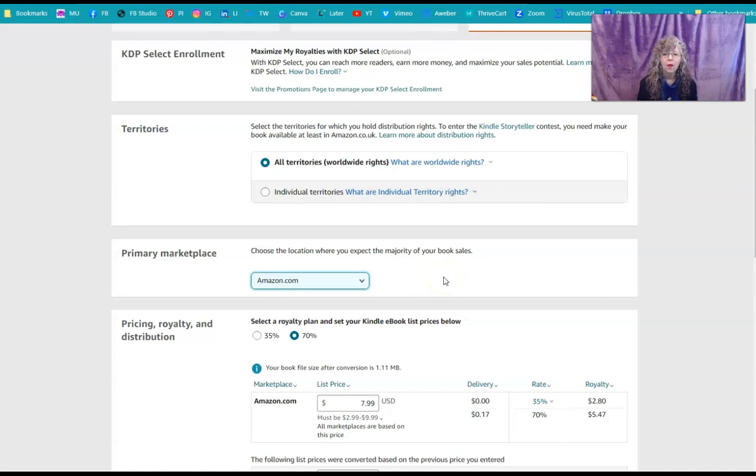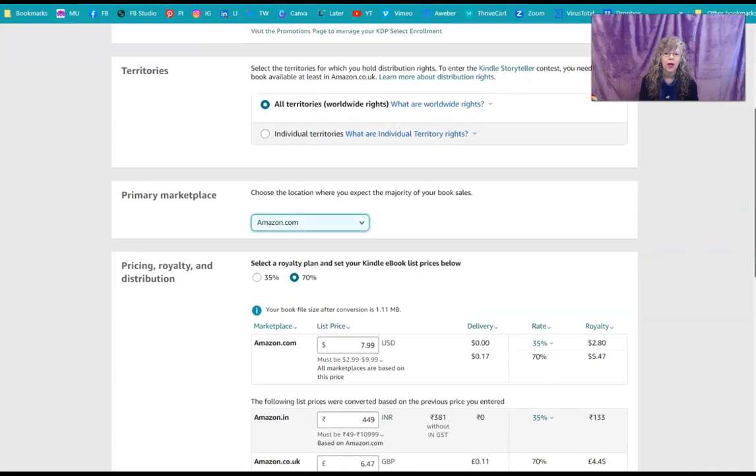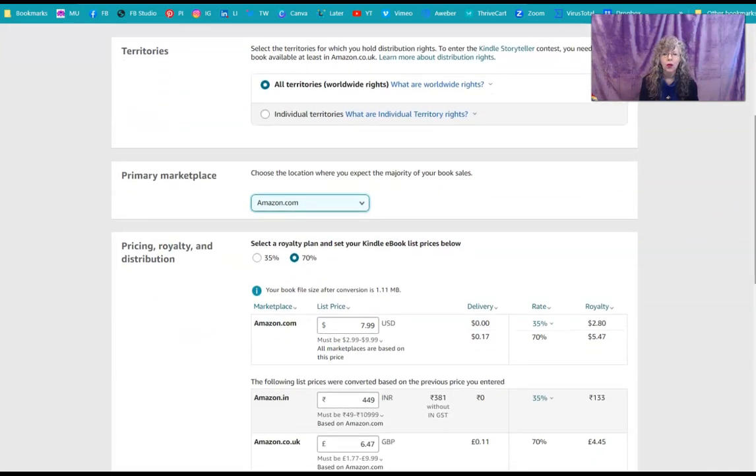All right. Pricing and royalties. Now, there's some things you need to know about pricing for Kindle books. Okay. If you want your book to be under $2.99 or over $9.99 in price, you can only get 35%. Okay. If you want 70% of the royalties of the price of the book, whatever that is, your book has to be between $2.99 and $9.99.